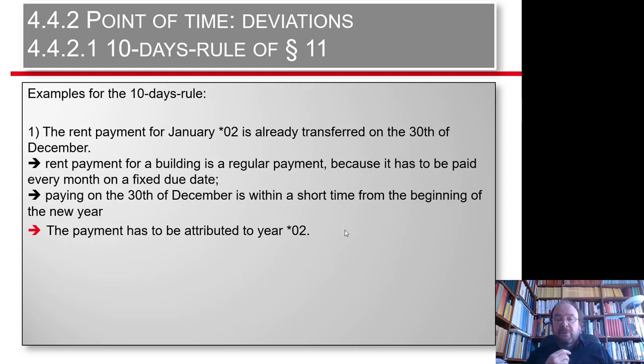So the rule for regular payments is generally called the 10 days rule, and it has clear effects. The rent payment for January 02, if you transfer it already on the 30th of December, the payment is made in year one, but nevertheless, it is made a short period before the beginning of the year to which it economically belongs. It's clear you pay for January 02, you pay shortly before the year begins, so that payment belongs to year two under tax law.